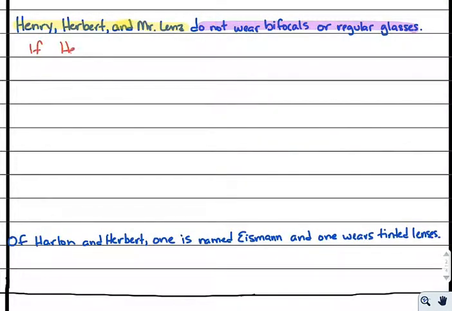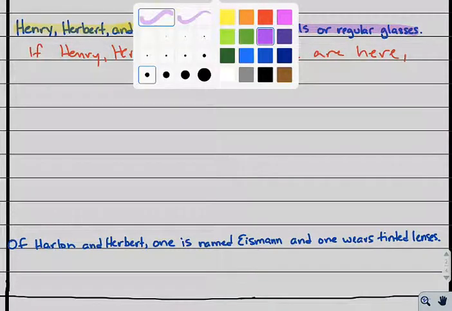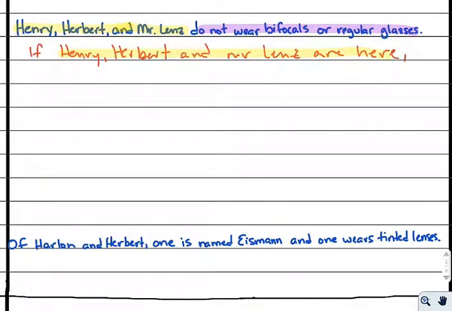So if Henry, Herbert, and Mr. Lenz are here, and here's where we have to substitute some language. If Henry, Herbert, and Mr. Lenz aren't the ones in front of you, if they aren't present, then why in the world are we talking about them wearing bifocals or glasses? It wouldn't make any sense. So the subject of our sentence becomes our hypothesis. The second part is a condition.